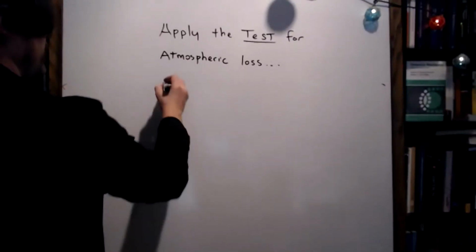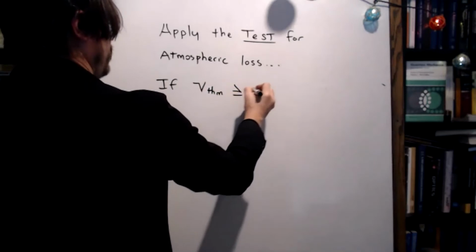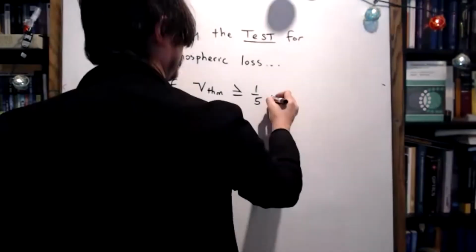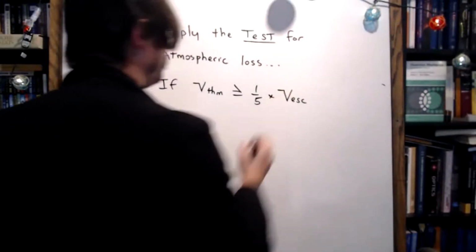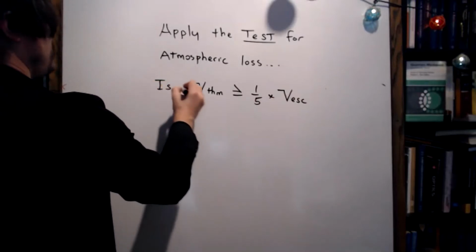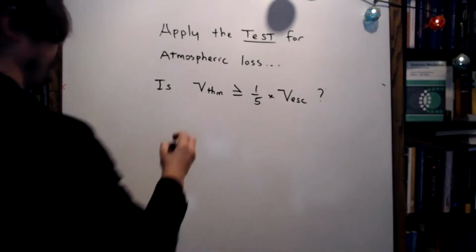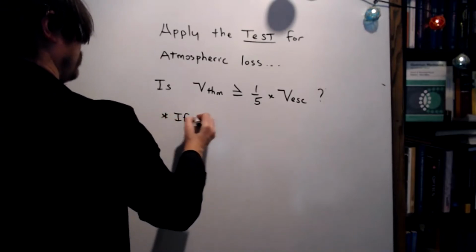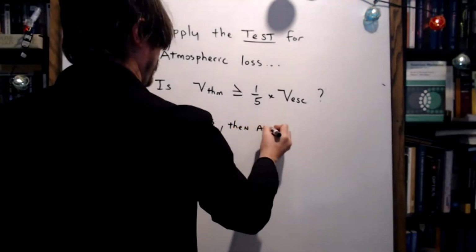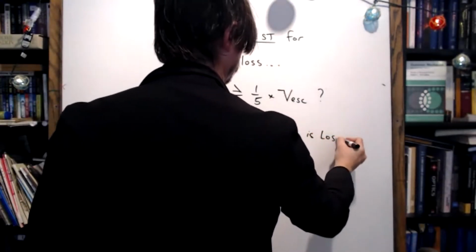If the thermal speed of your gas particles is greater than or equal to roughly 20%, 1/5 is 20%, of your escape velocity, or actually, let's pose it this way: is the thermal speed greater than or equal to 1/5 of your escape velocity? If yes, then the atmospheric gas is lost over time.